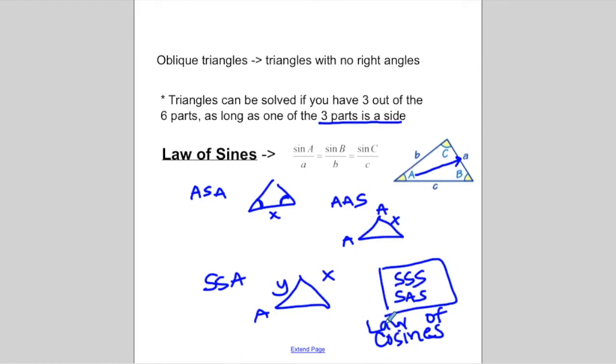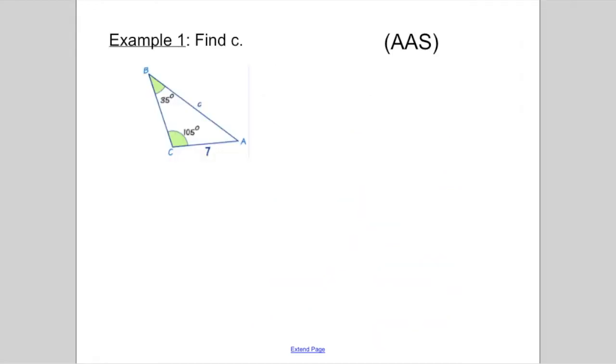Okay, so if you run into those, which you won't today, but in the future, those are for law of cosines. So you need to have those 3 triangle configurations in order to use law of sines. So let's go ahead and look at an example.